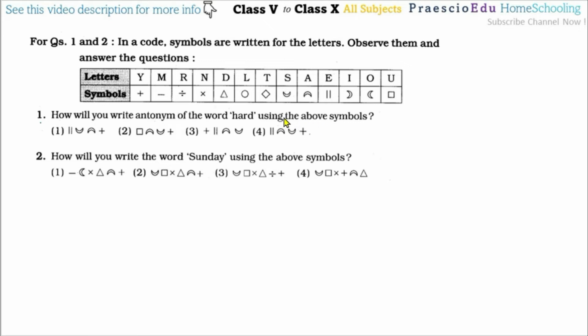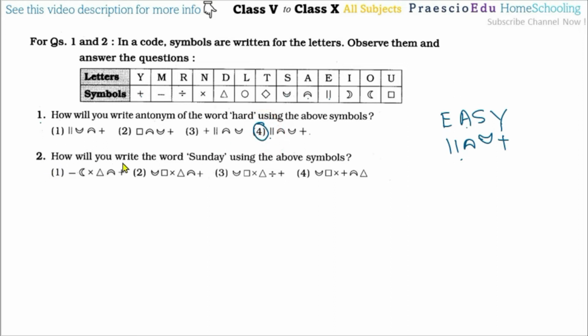As we know, the antonym of hard is soft, or we can say easy also, EASY. So for this, E means this symbol, these two lines like this one, then A means like this one, then S means like this one, and then Y is this symbol. These are given in option number 4.